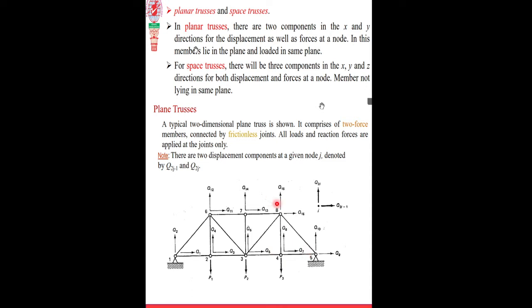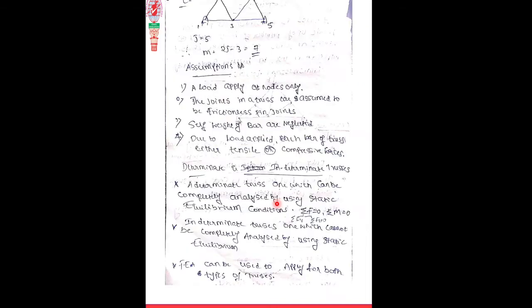So we are dealing with 2D types of trusses, that is planar trusses, not 3D. Is it clear? The difference between planar trusses and space trusses, you got it? All of you clear?